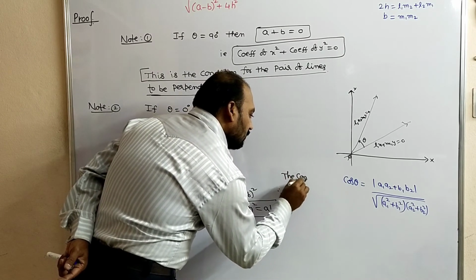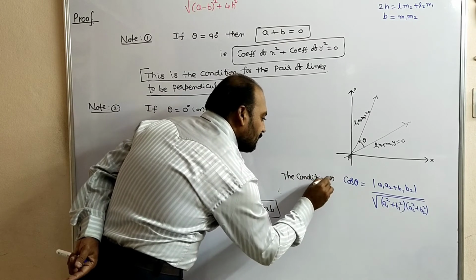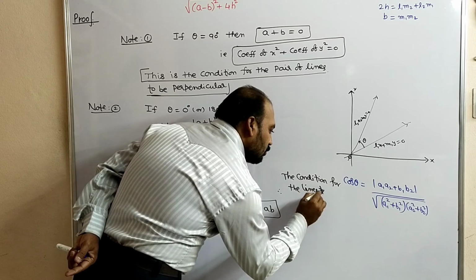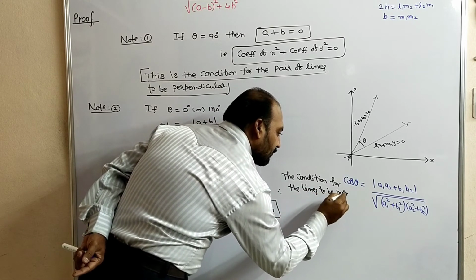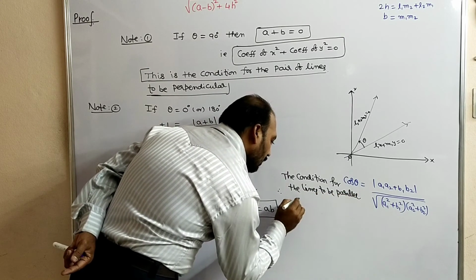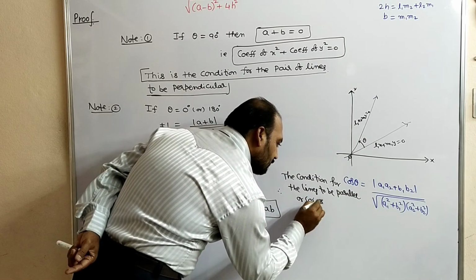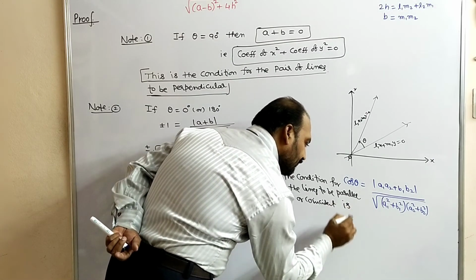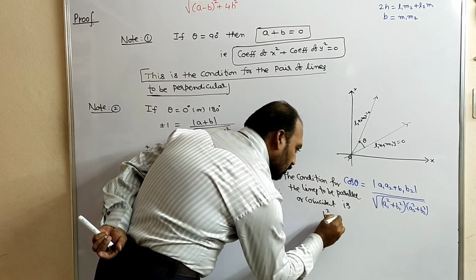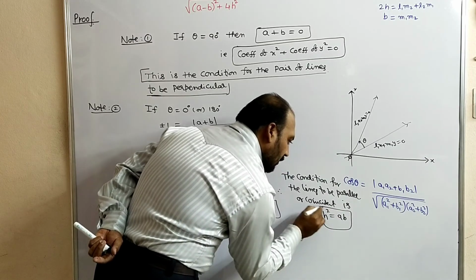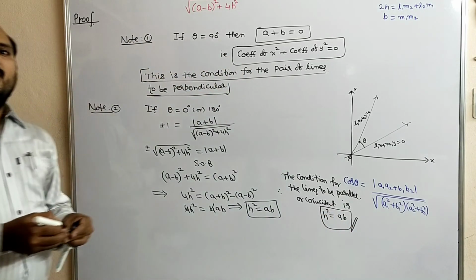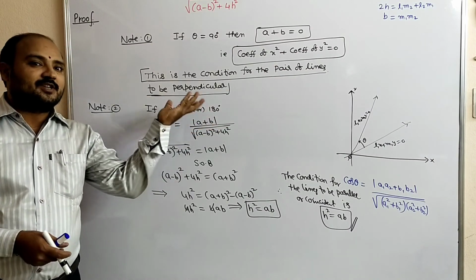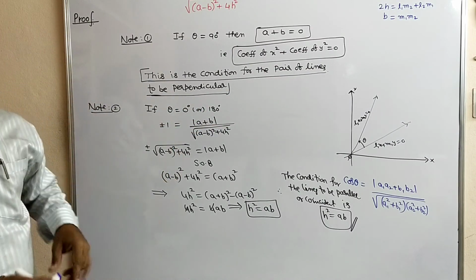The condition for the lines to be parallel or coincident is h square equal to ab. So keep in mind these two. And note 3, note 4 also we will discuss: other than the cos theta formula, the tan theta and sin theta formulas also. I will just give them as a note.